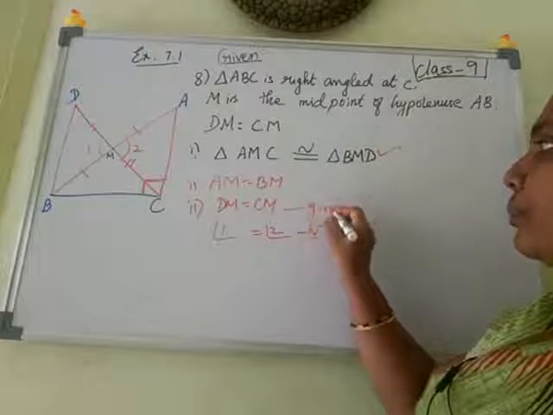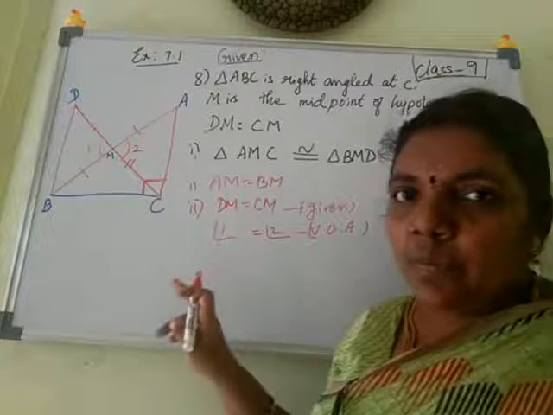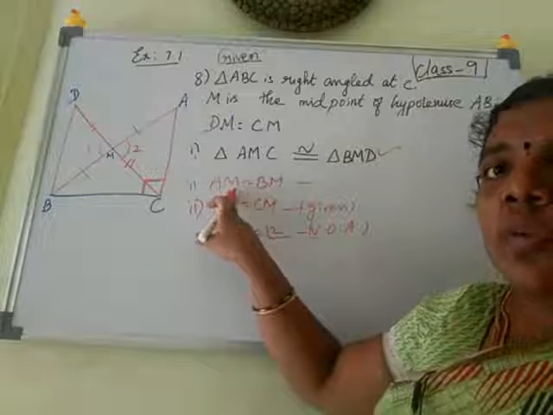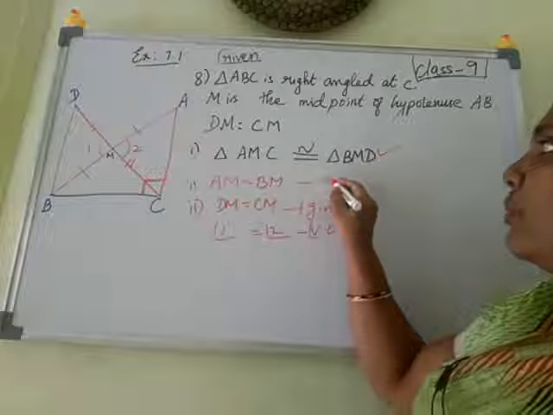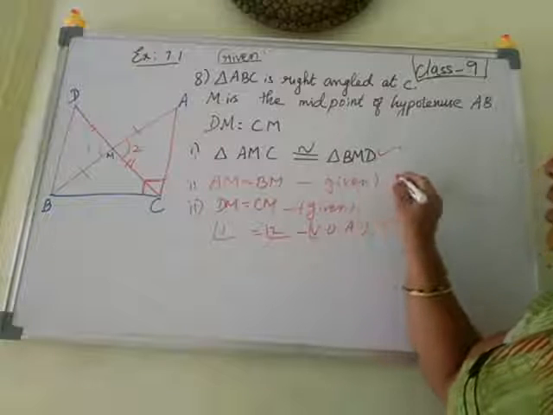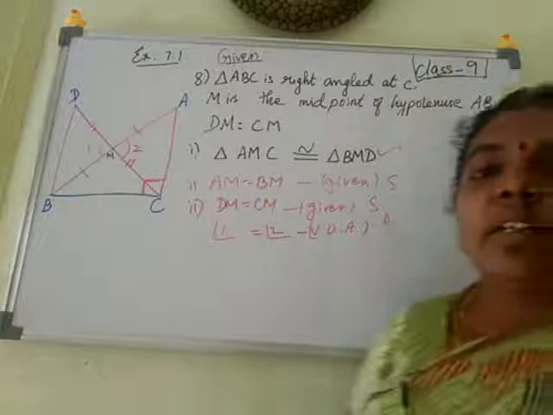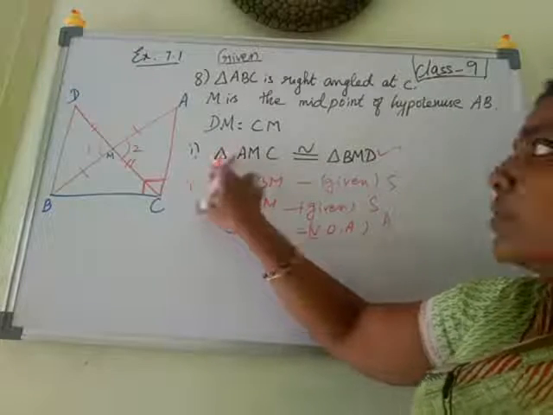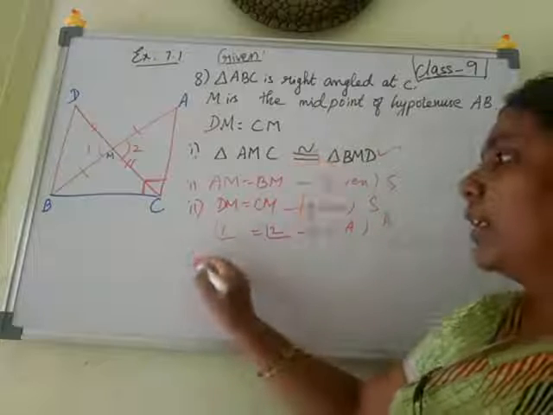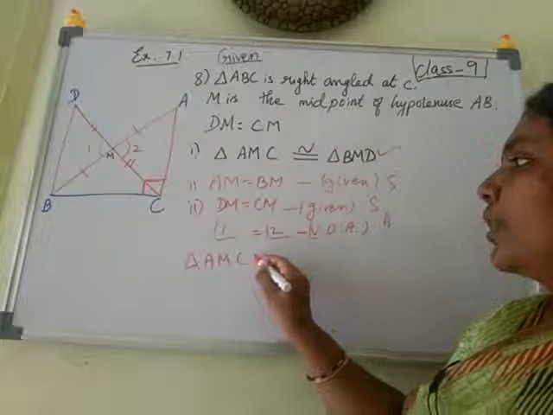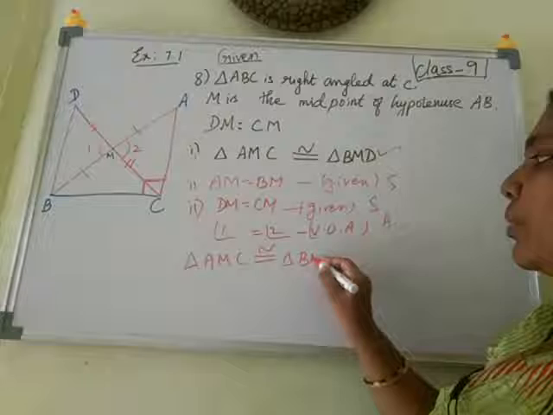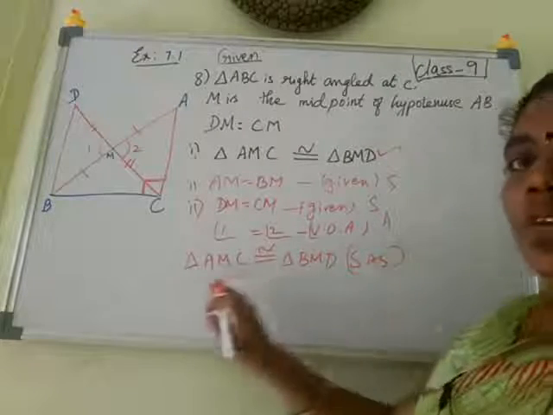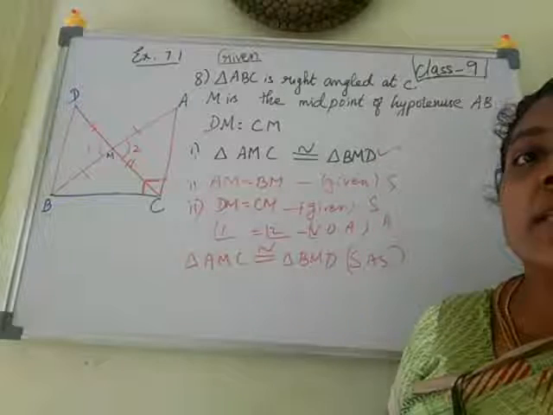In the question it is given DM is equal to CM, and also M is the midpoint of the hypotenuse, so it is understood AM is equal to BM. This is also given. So two sides and one included angle, by SAS criteria we can prove that triangle AMC is congruent to triangle BMD. By which criteria? SAS criteria. So we can pass to the second one now.